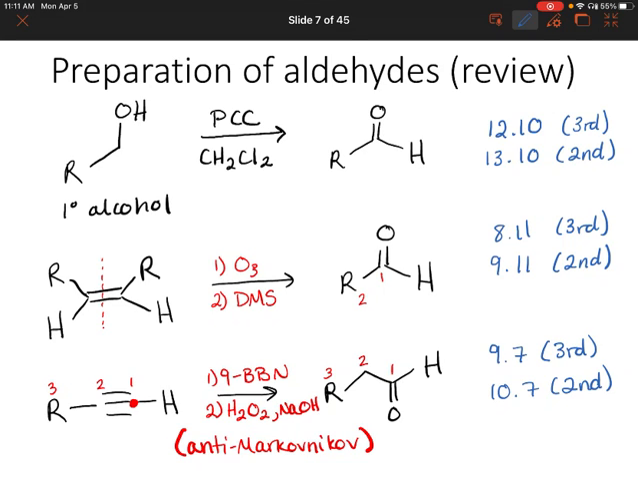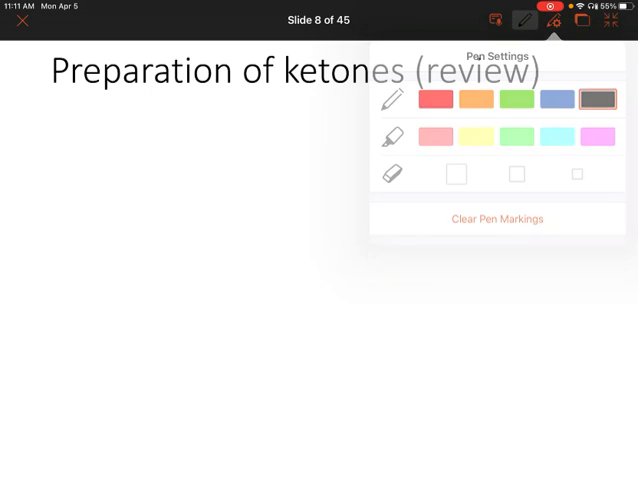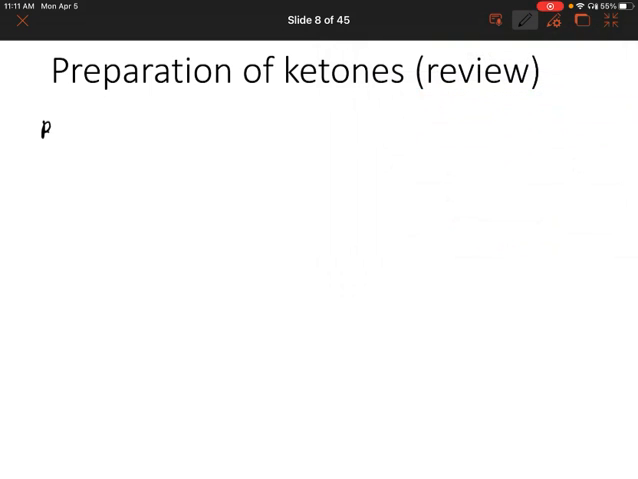All right, so what about ketones? How could we make a ketone? Well, there are several different options. What I'm going to do is write out the different options, and you're going to try to come up with the reagent that you would use.